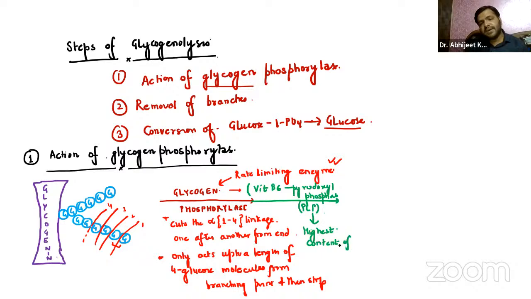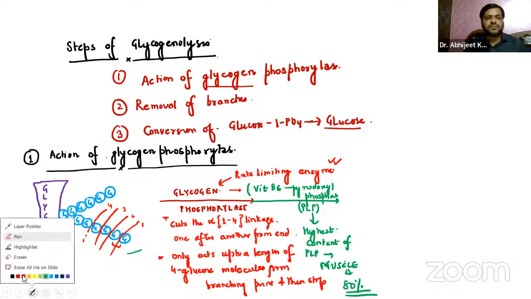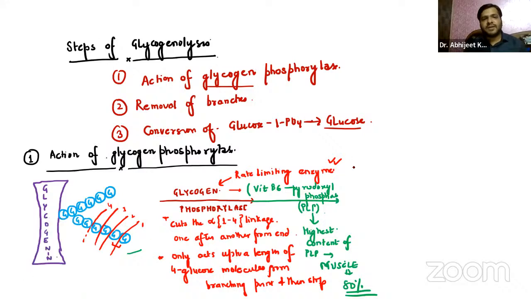The highest content of PLP is present in the muscle. Very, very important. It is present in the muscle, and it is approximately 80%. Now, after that, guys, what is formed? Glucose will be released.